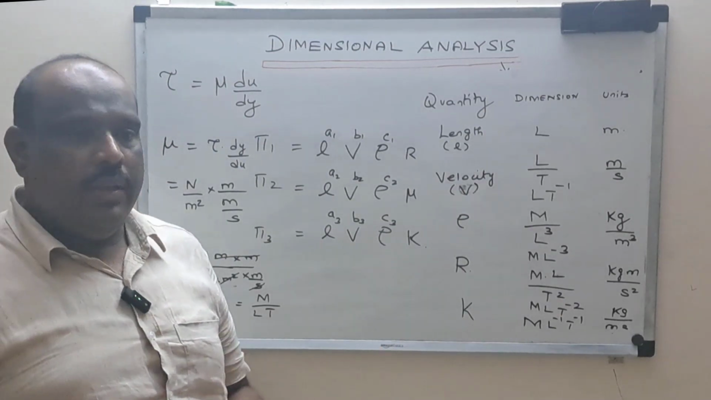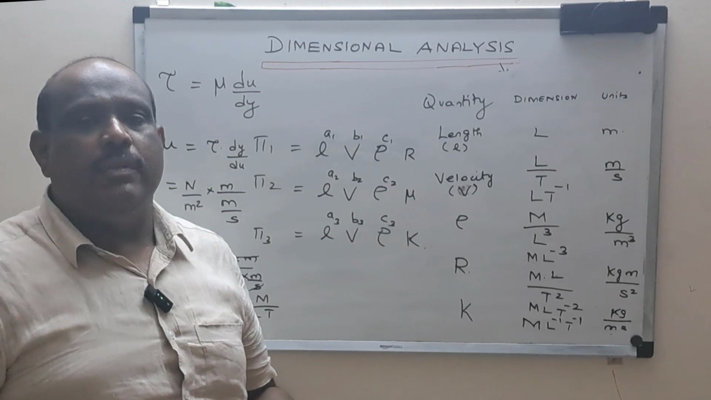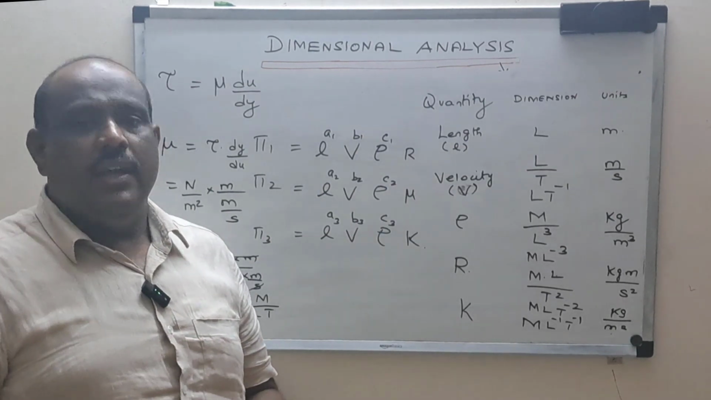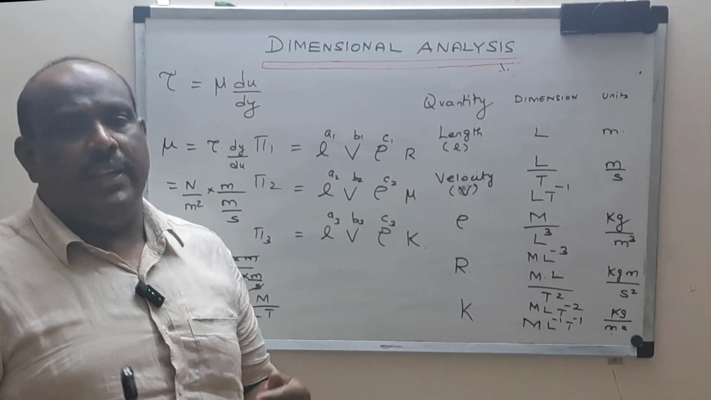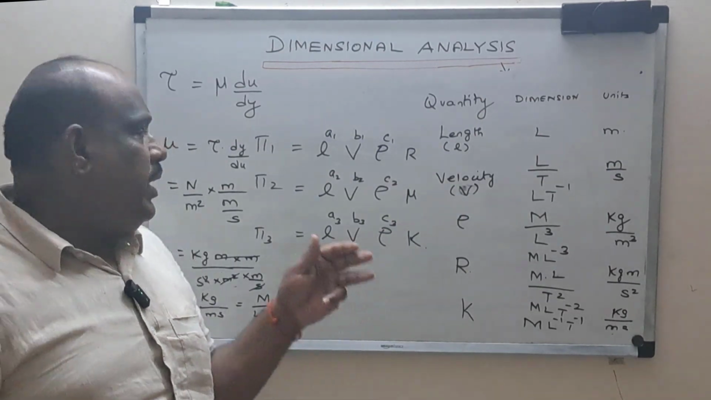Any doubts you have? We are trying to form the pi terms. Why did we find only 3 pi terms? Because the total number of variables is 6 and the number of basic quantities is 3. So n minus m is nothing but 6 minus 3 equals 3. So we want to form 3 pi terms.